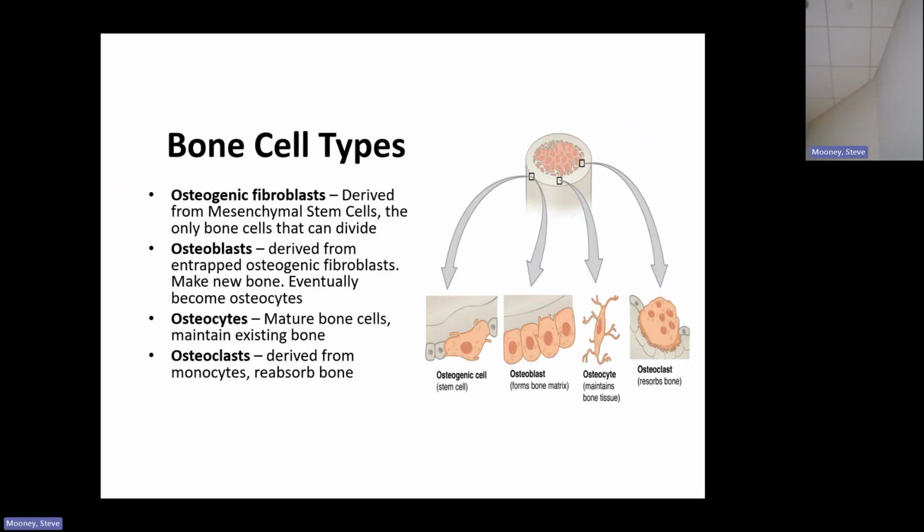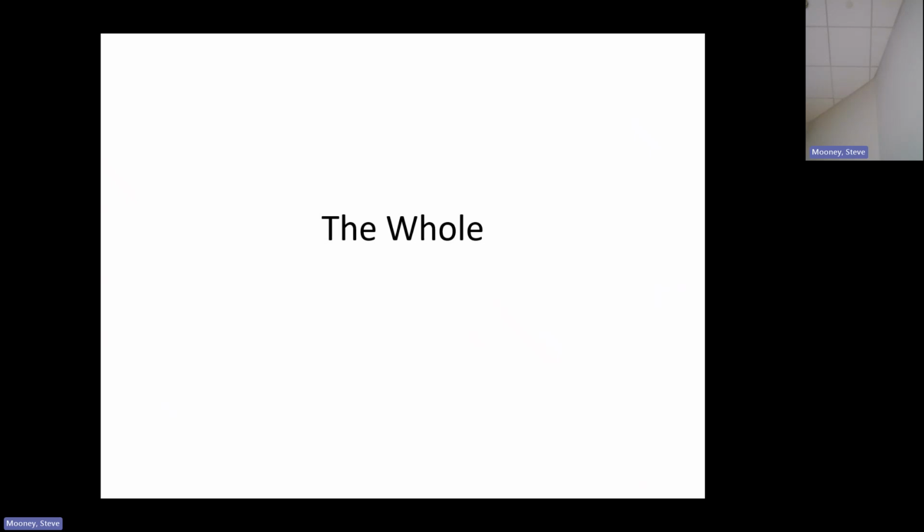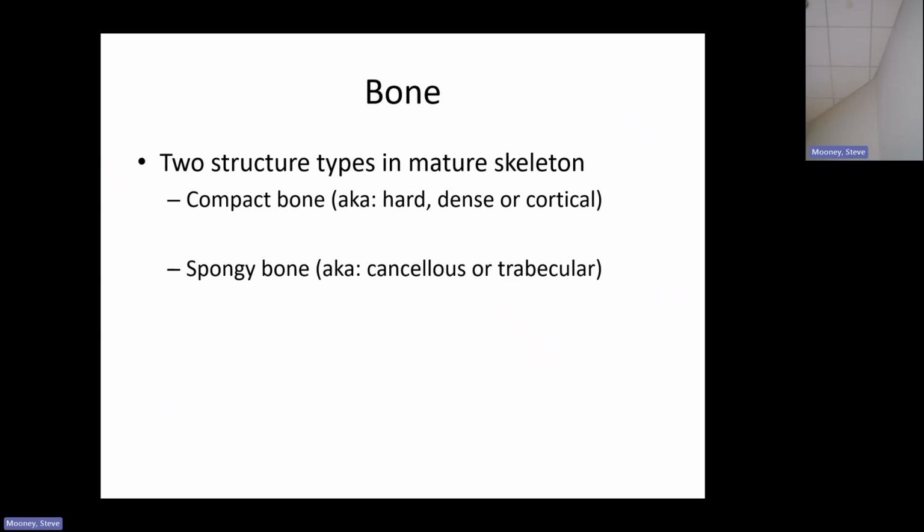So this is another diagram here. You don't have this in your handout. Again, osteogenic fibroblasts, they can become any of the other three. So blasts are going to build the bone. Blasts are going to take it apart. And then we have the osteocytes that sit in our bone and add and subtract as we need to. If we start to look at the whole, there are two different types of bone tissue that we need to be concerned about. One is compact, one is spongy. So compact will also be called hard, dense, or cortical.